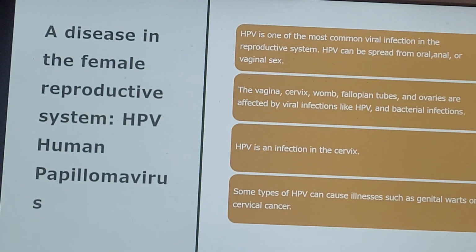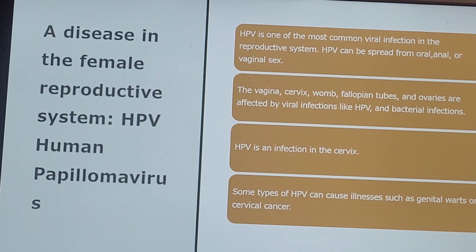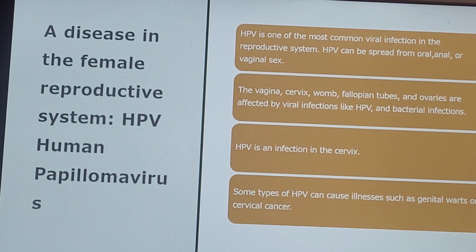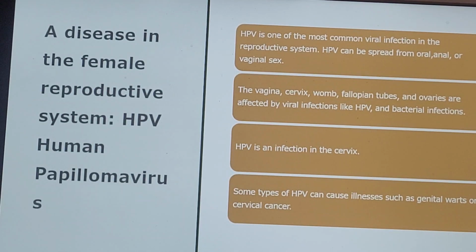A disease in the female reproductive system, HPV, human papilloma virus. HPV is one of the most common viral infections in the reproductive system. HPV can be spread from oral, anal, or vaginal sex. The vagina, cervix, womb, fallopian tubes, and ovaries are affected by viral infections like HPV and bacterial infections. HPV is an infection in the cervix. Some types of HPV can cause illnesses such as genital warts or cervical cancer.